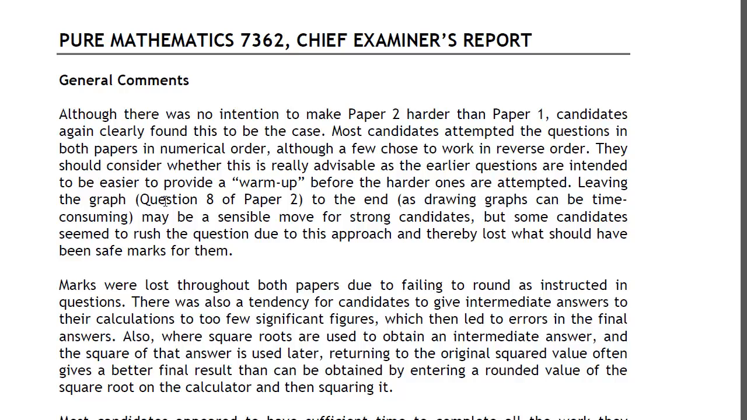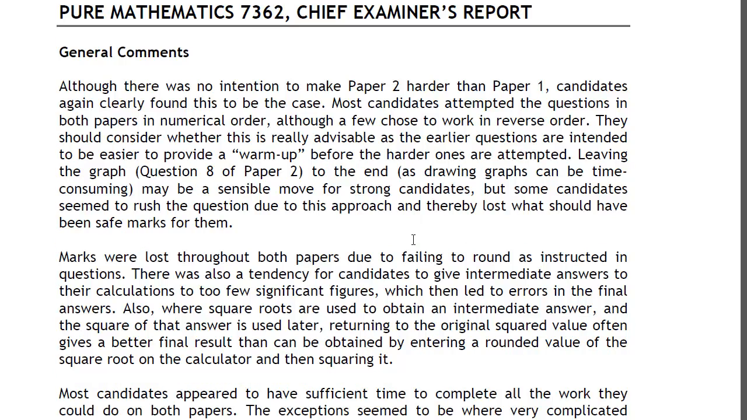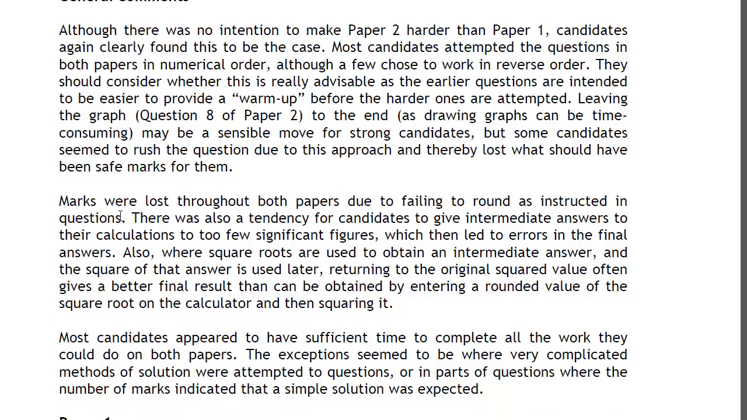Now, that's why the graph paper is at the end, the graph sum. So, some candidates seem to rush the question due to this approach. Some people who start from question number 10 had to rush when they went to the first question. Now, some advice over here.